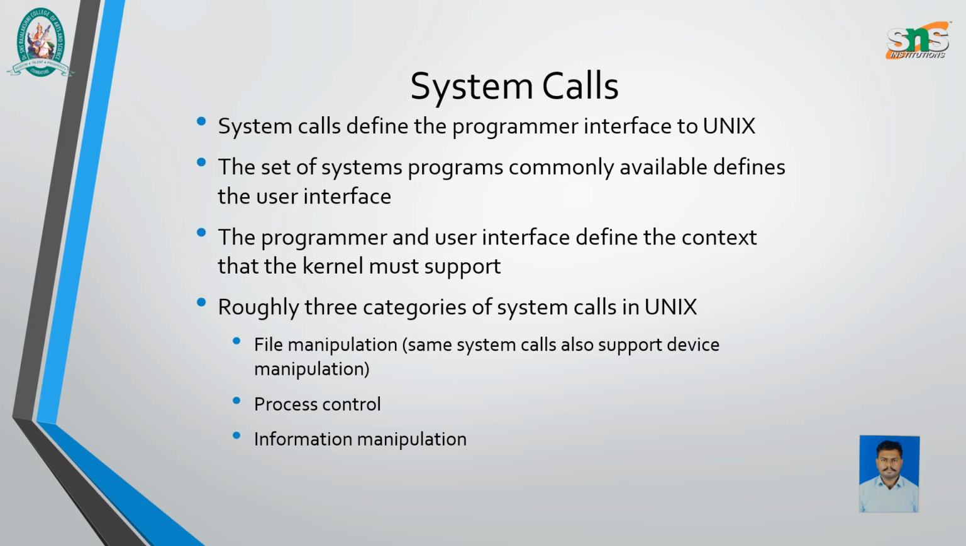System calls define the programmer interface to Unix, and the programmer and user interface define the context that the kernel must support. There are roughly three categories of Unix system calls: file manipulation, process control, and information manipulation.